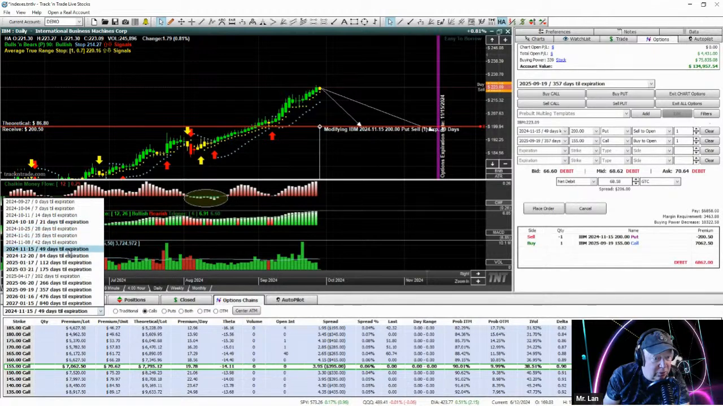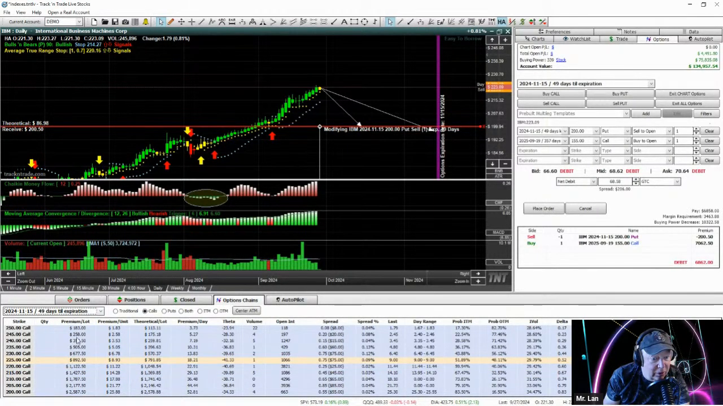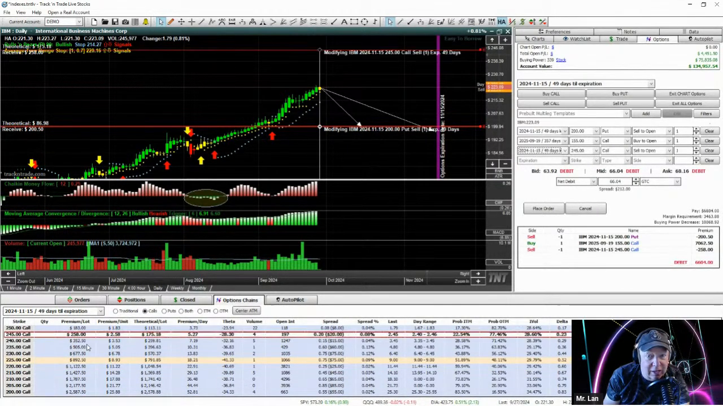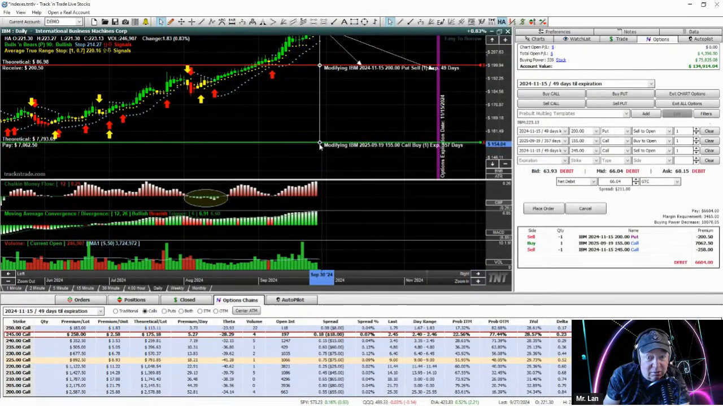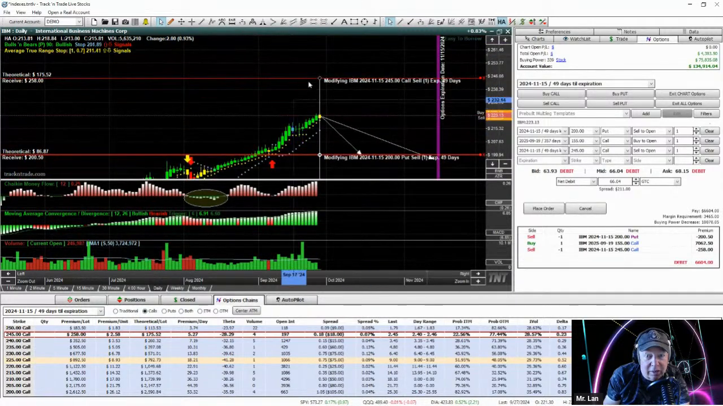Let's say we're going to do 49 days on that one and we're going to sell some up here. So we sell that. See how high we could go? Way up there. They'd give us $258 to sell that call up there against our LEAP. So we could get that.